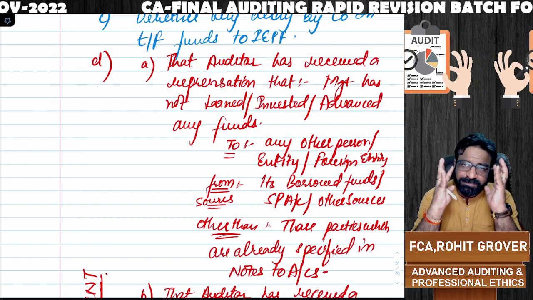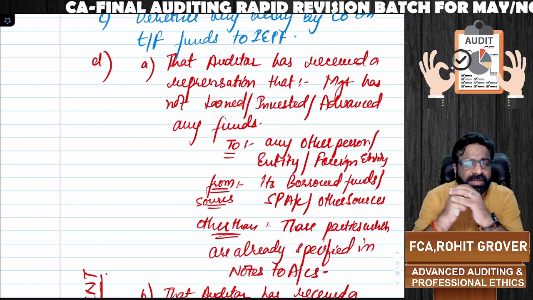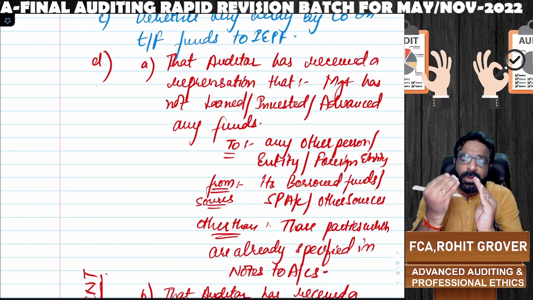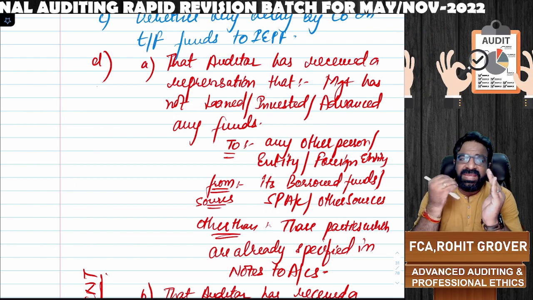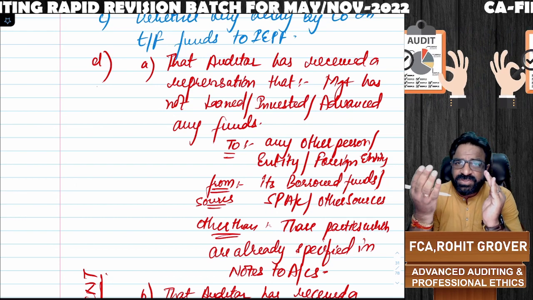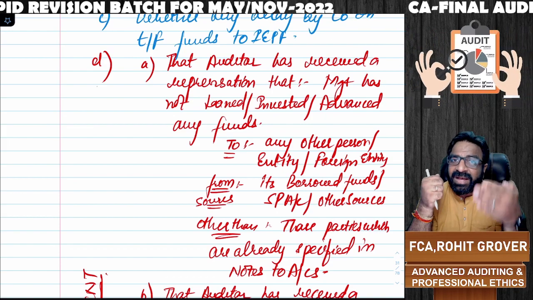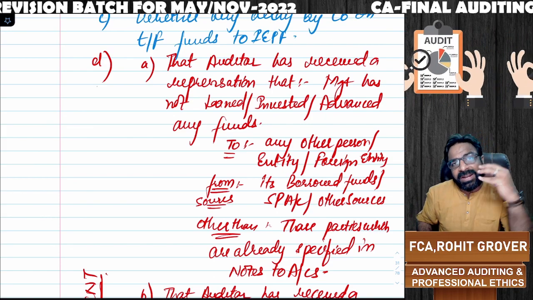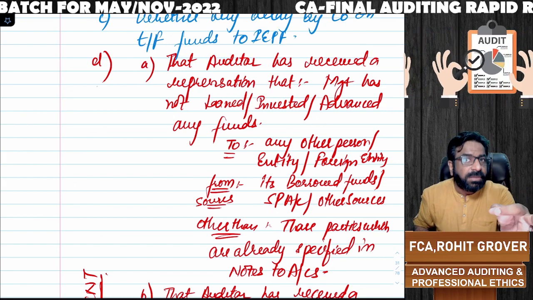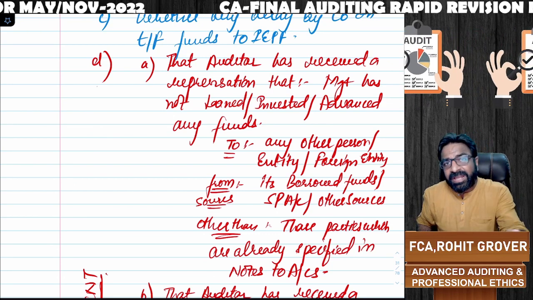That is required, that is mandatory. But here what the auditor is asking the client company is: did you give any loan, did you make any investment, or did you give any kind of advance to any person, any entity or any foreign entity other than what you have already disclosed in notes to accounts? If you have done that, give me the MRL on that. And if you have not done that, give me the MRL on that.